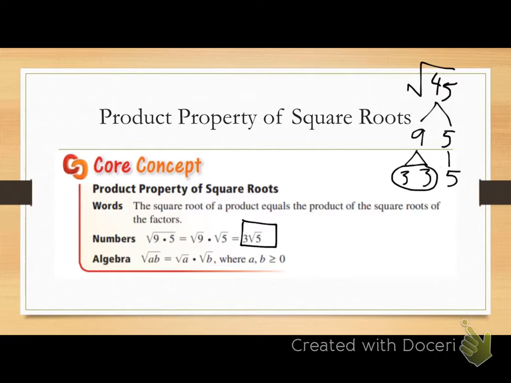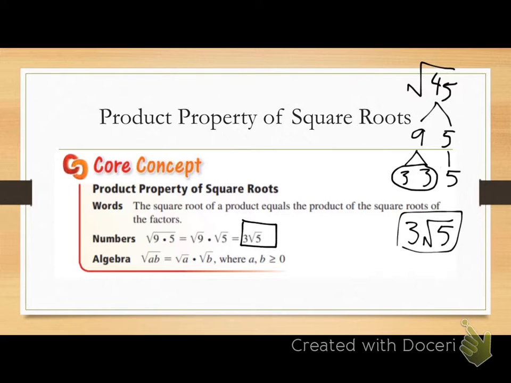If it has a pair, I pull it outside of the radical. So the 3s are a pair, so I'm going to pull a 3 outside of the radical. Are there any other pairs? No. Is there anything without a pair? 5. If it doesn't have a pair, it stays under the radical. Did I get the same answer? Yes, I did. Everyone see that?